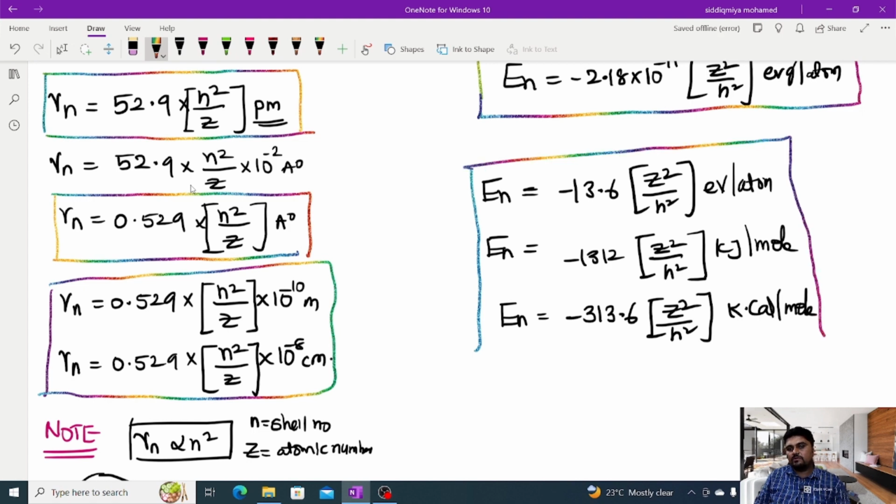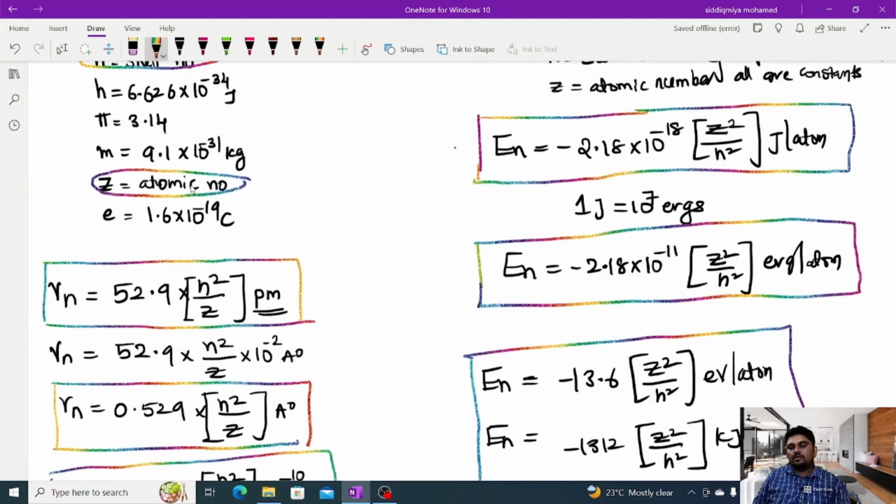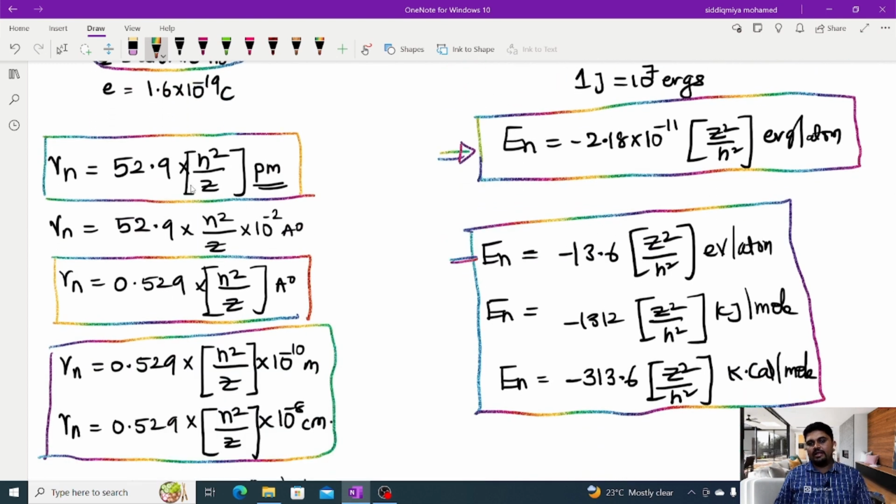In this, mainly you have to focus on remembering En in joules. Most of the students know 1 joule is equal to 10 power 7 ergs, so you can remember the second formula. And next there are many questions. En is equal to minus 13.6 Z square by n square eV per atom. Why do you have to remember this formula? Include the Z square by n square, remember.